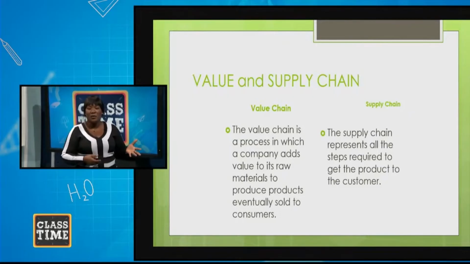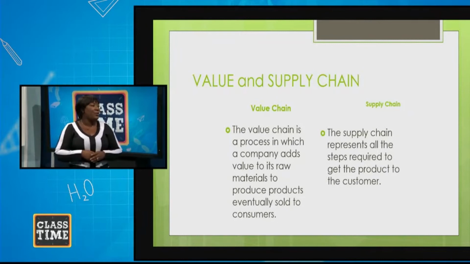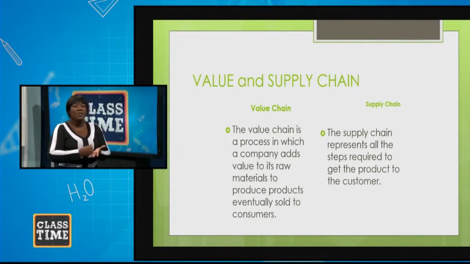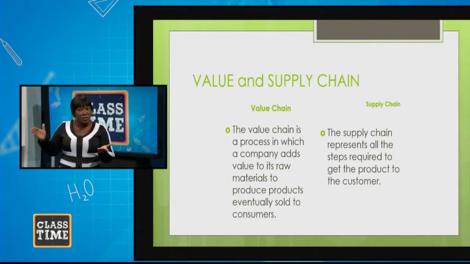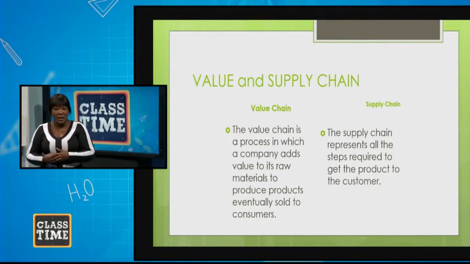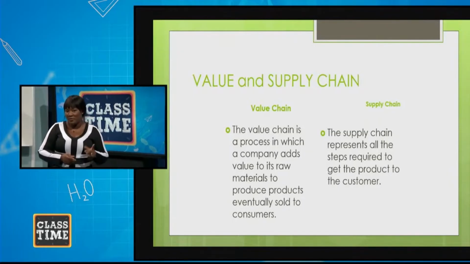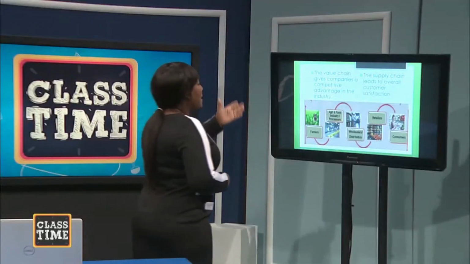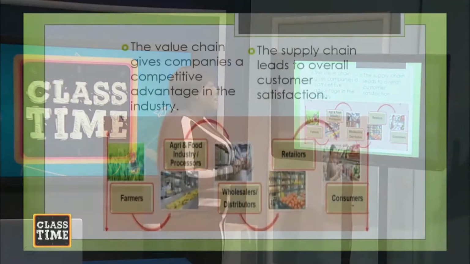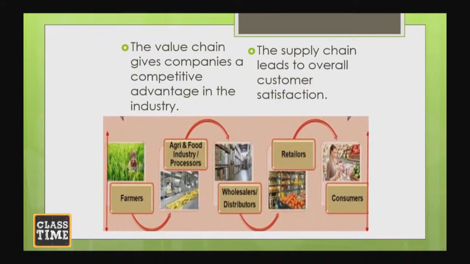Now, after adding value, we look at the supply chain. The supply chain represents all the steps required to get this product to the consumer. So after me rearranging my tomato to a paste, what I do from that stage until it reaches my consumer would have been my supply chain. And I know you've heard a few of these terms before. Now, let's look at this diagram to best explain. The value chain gives companies a competitive edge, an advantage when you add value to your product. And two, the supply chain leads to overall consumer satisfaction.